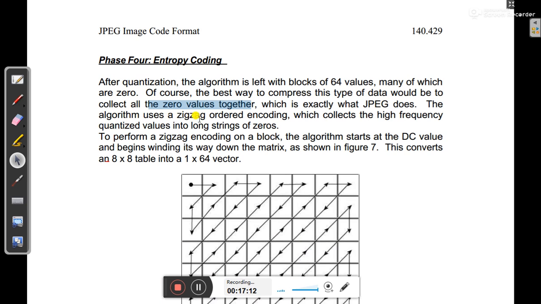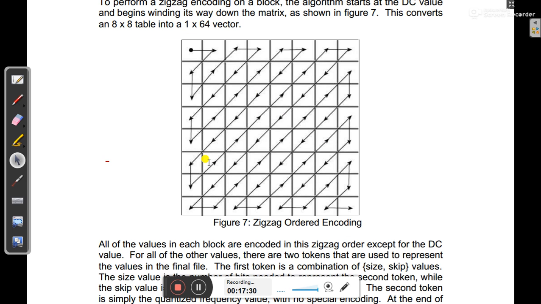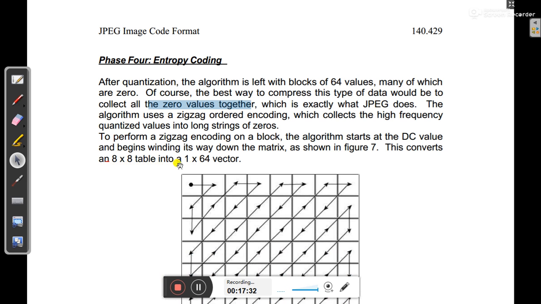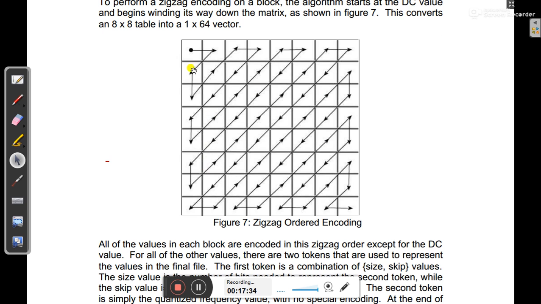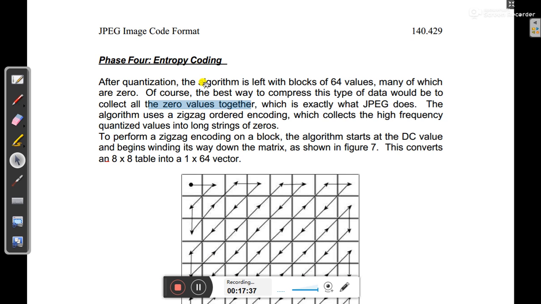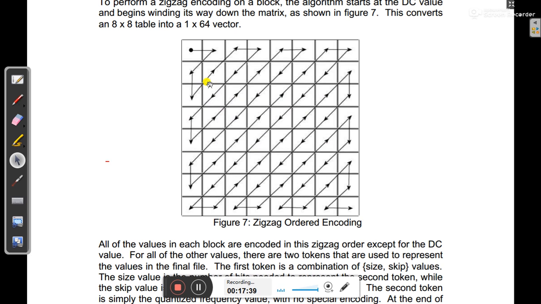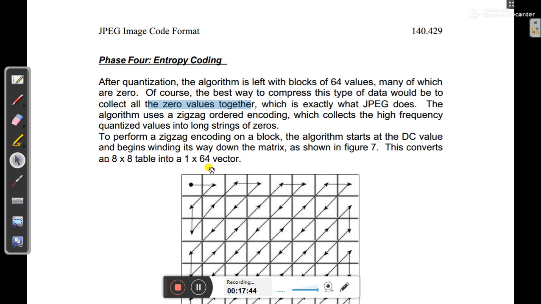The algorithm uses zigzag ordered encoding, which collects the high frequency quantized values into long strings of zeros. To perform a zigzag encoding on a block, the algorithm starts at the DC value and begins winding its way down the matrix as shown in figure 7. This converts an 8 by 8 table into a 1 by 64 vector. Here you can see the zigzag pattern used for this encoding technique. It goes like this to create a 1 by 64 vector from an 8 by 8 table.